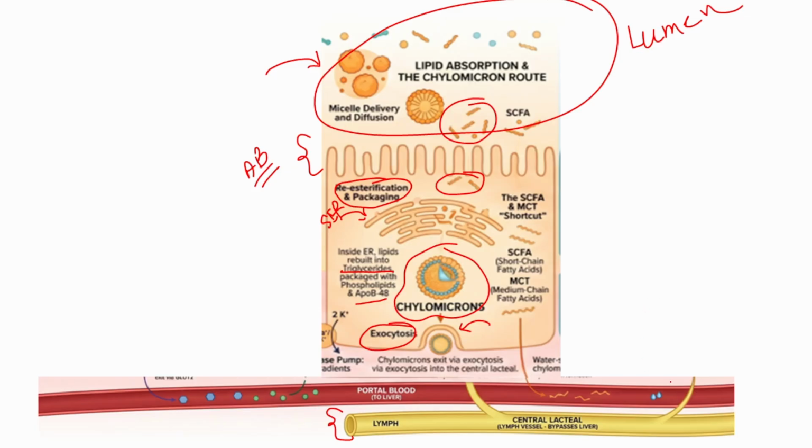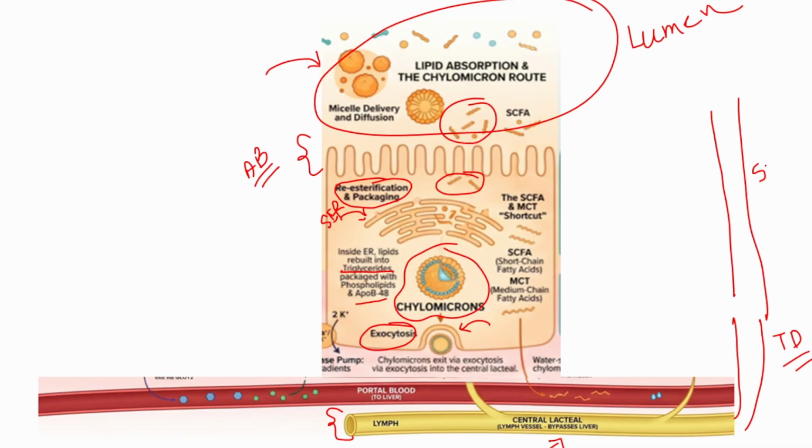From the central lacteal, the fluid travels through the broader lymphatics, moving upward through the thoracic duct. That means it will go with the thoracic duct, we're writing TD, before finally dumping into the systemic circulation at the left subclavian vein. For that, let's write S, C, and V. Subclavian vein. This subclavian vein delivers the fats into the blood.